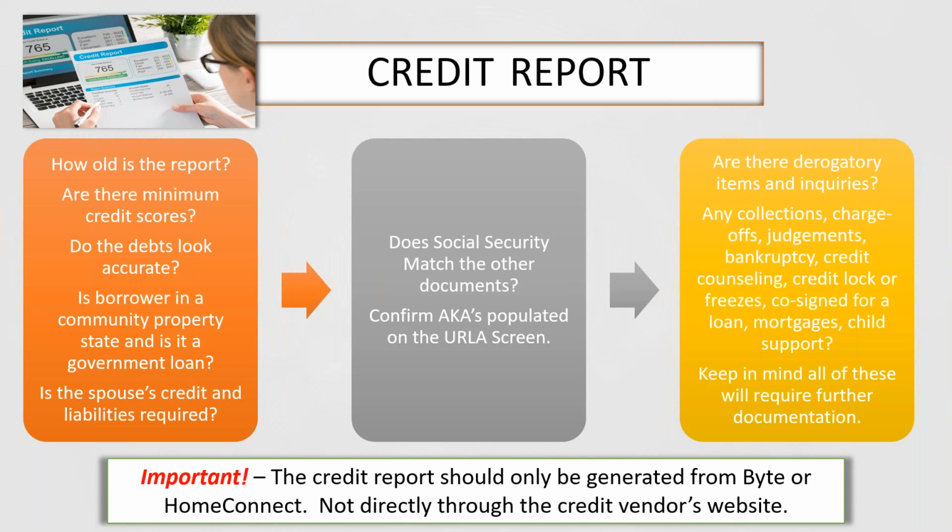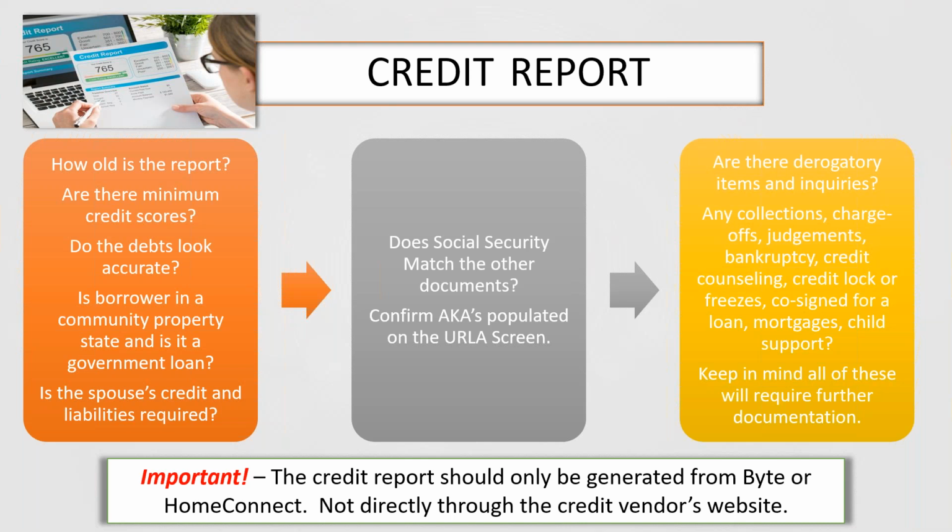Are there any joint accounts or signer only on any of the accounts? Is borrower in a community property state? And is it a government loan? If yes, then do you have the spouse's credit and have you added it to the liabilities according to the loan program? Keep in mind the little details are the ones that can break your file.